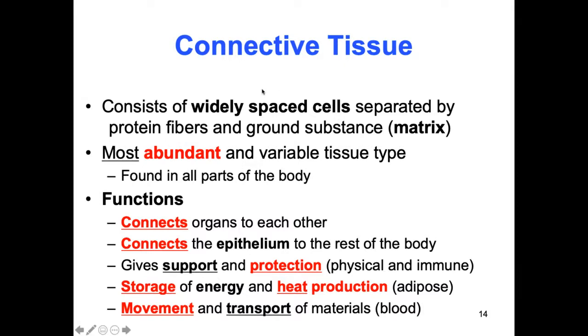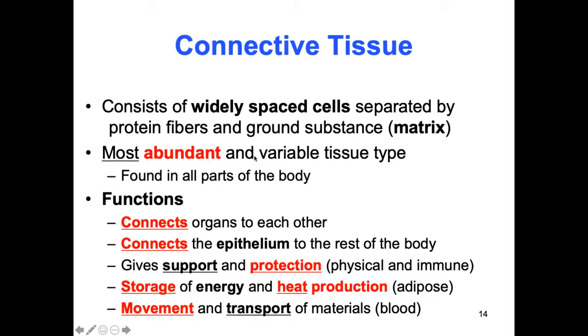Now, connective tissue, what was the big difference when we compared epithelium to connective? I said connective tissue is where we have widely spaced cells that are separated by lots of matrix, where epithelium was different. Epithelium was lots of cells closely packed together with little extracellular matrix. Connective tissue is widely spaced cells separated by lots of protein fibers and ground substance, and together we call that matrix or extracellular matrix. Extracellular means outside of the cell.